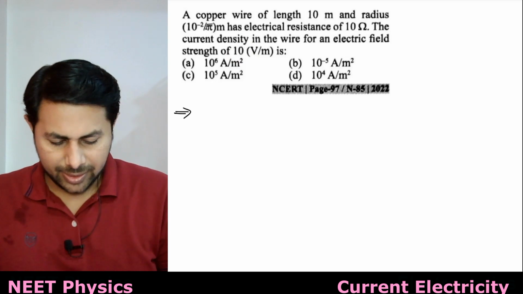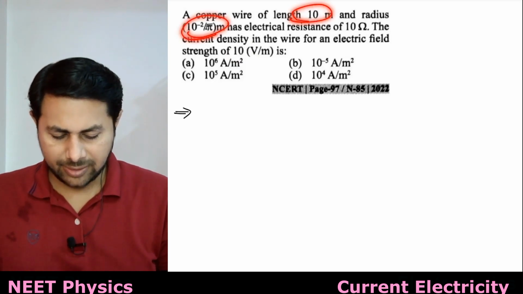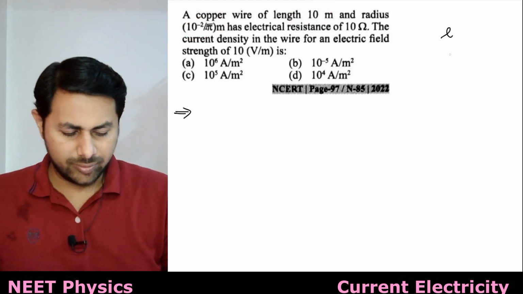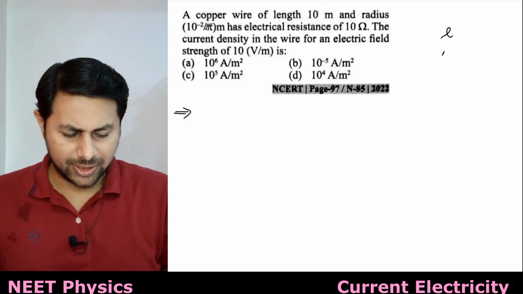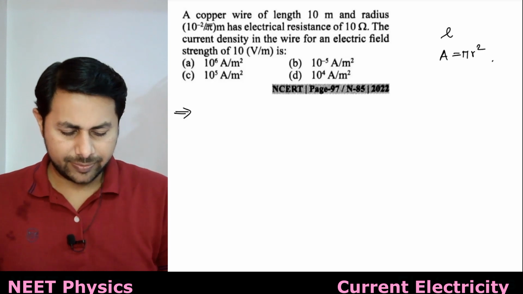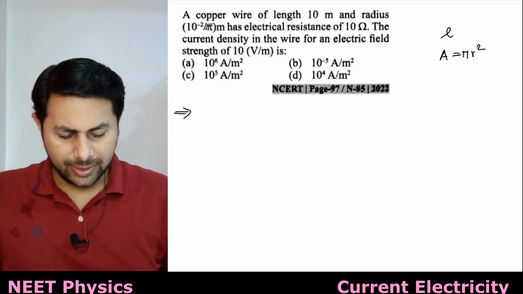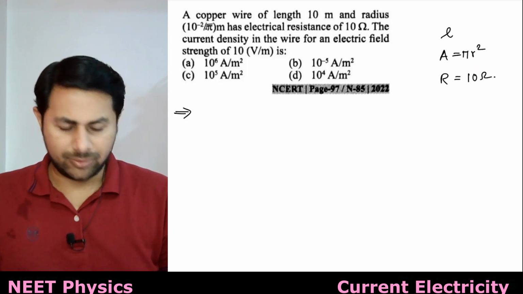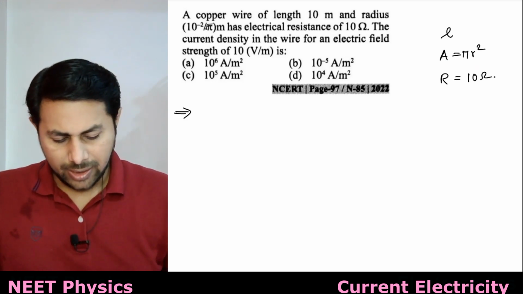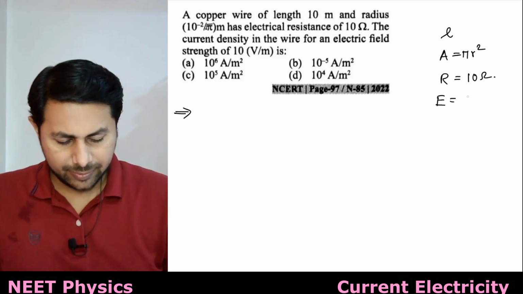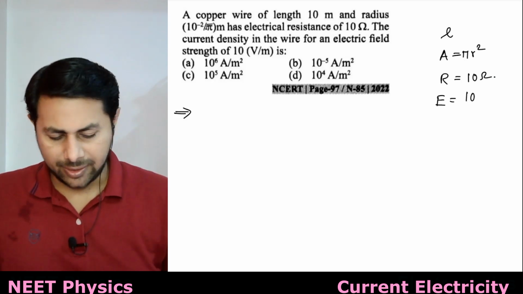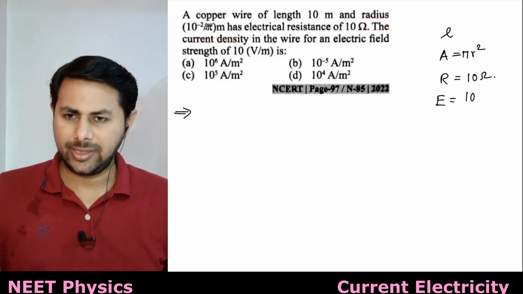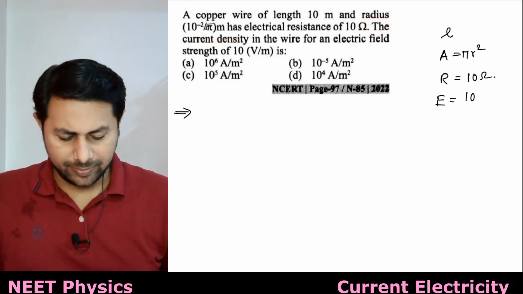Copper wire, its length is given, radius is given. Radius means you can say the area of cross section is given, A is equal to pi r square, we know. And resistance is also given, R is equal to 10 ohms. And electric field is given, that's 10. So the question is, what is the current density? What's the formula?